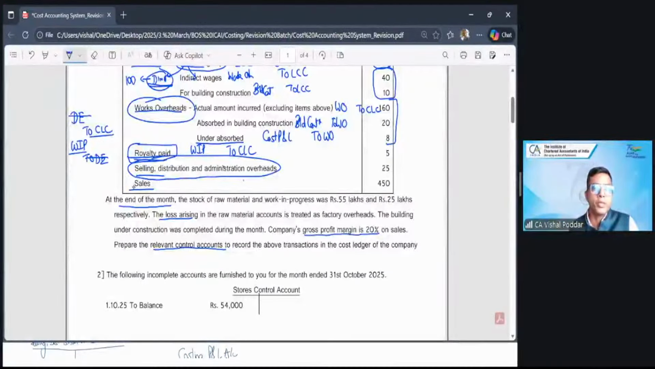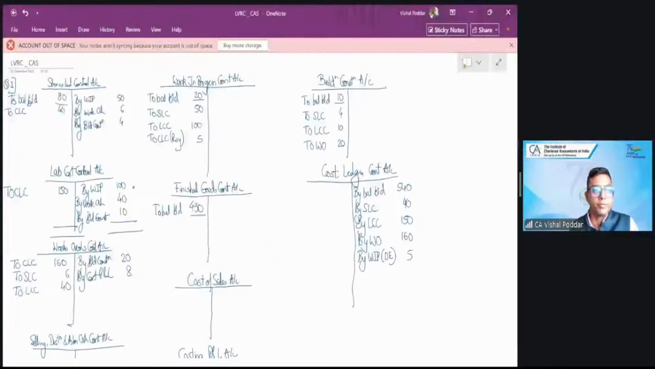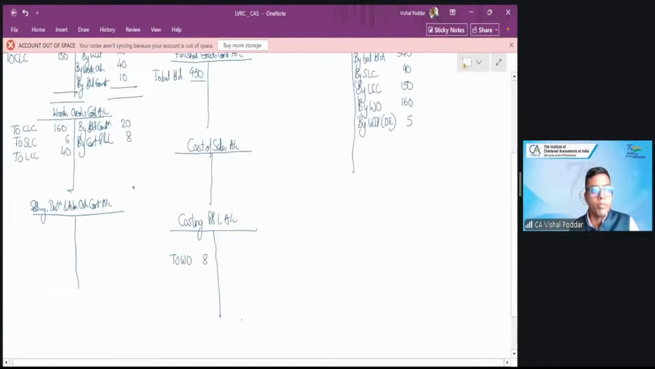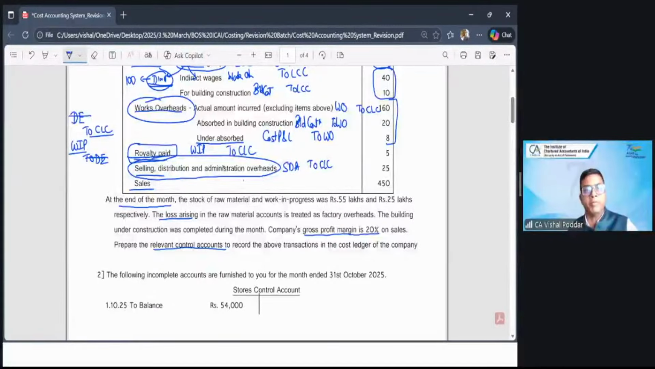Selling and distribution overheads incurred. So selling, distribution, administration account debit, and for payment CLC credit. Selling, distribution, and administration. Sales 450.